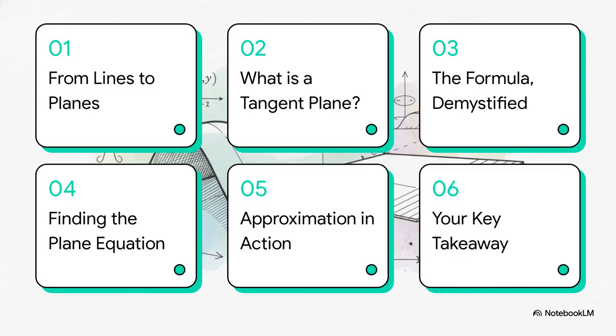So here's our game plan. We'll start by making that jump from lines to planes super clear. Then we'll nail down what a tangent plane actually is. After that, we're going to break down the formula so it's not intimidating at all. We'll walk through a real example, see its power in action with an approximation, and then wrap up with the one thing you absolutely need to remember.